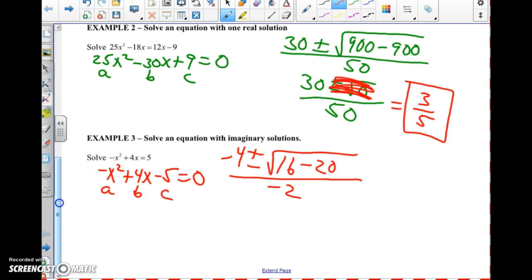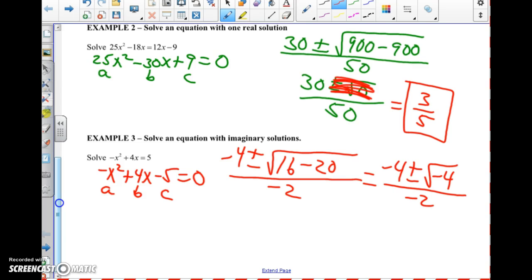Now how much is 16 minus 20? Negative 4. So you're going to get negative 4 plus or minus the square root of negative 4, over negative 2. All right, here we go. If it's the square root of negative 4, what kind of answers are we going to get? It's imaginary, right? So what's the square root of negative 4?